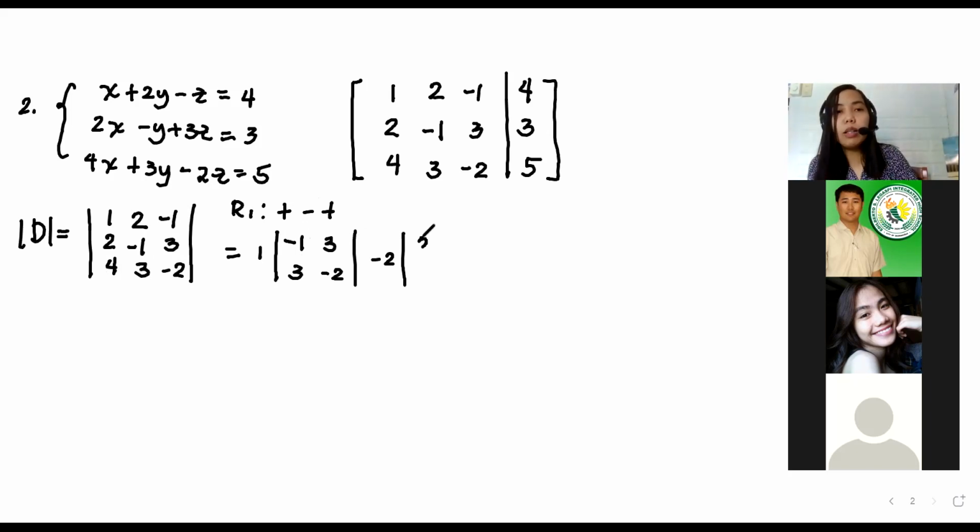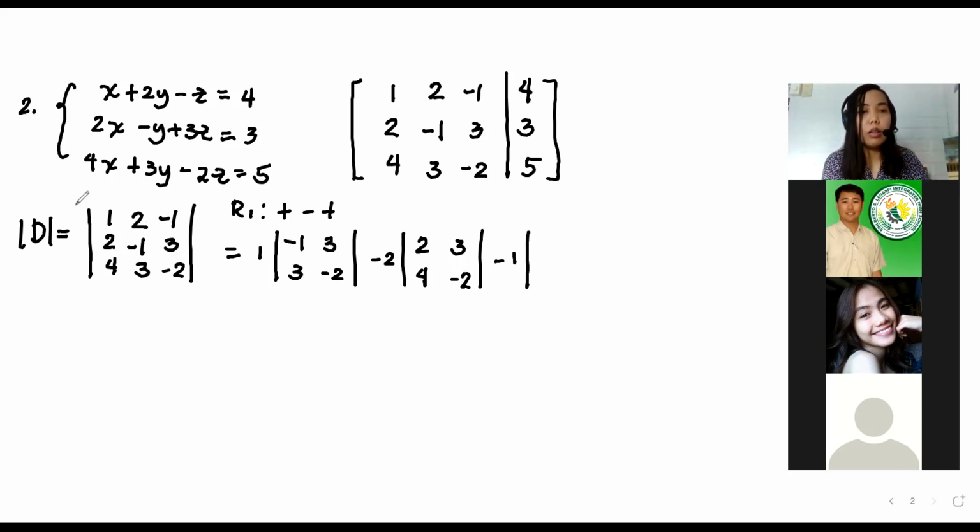Just be careful with the remaining entries, class, because that's where mistakes sometimes happen. Some people make errors copying. So, again, we will have 2, 3, 4, -2. Next, positive times negative, still negative. So, -1. Delete what is below and to the left. 2, -1, 4, 3. Okay? And then, find the determinant now.